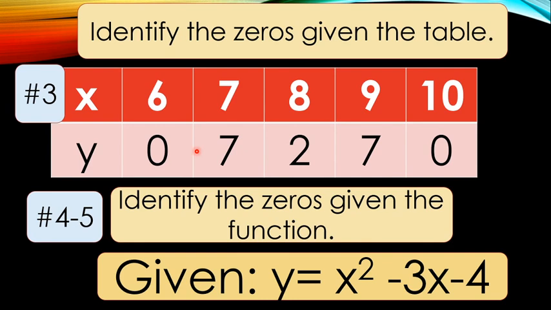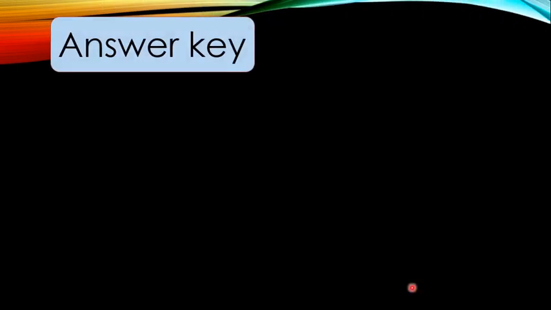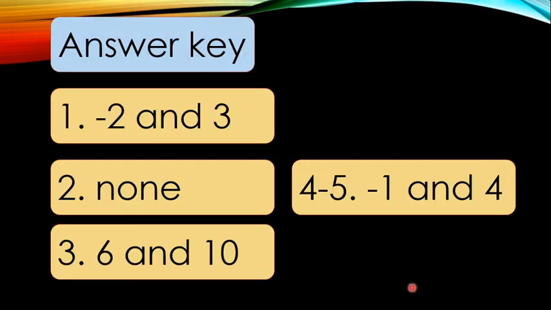Now, given this table, can you identify the zero? The zeros here are 6 and 10. Next, using the factoring method or any method you prefer to use, can you determine the zeros of this function? Now, try to find out the answer. So, here is the answer. For our last given, we have negative 1 and positive 4. That's it.